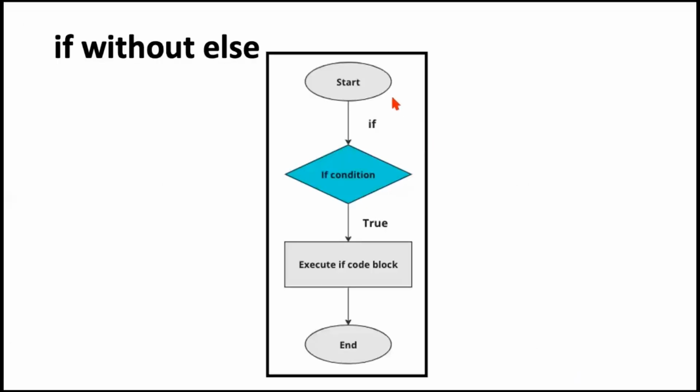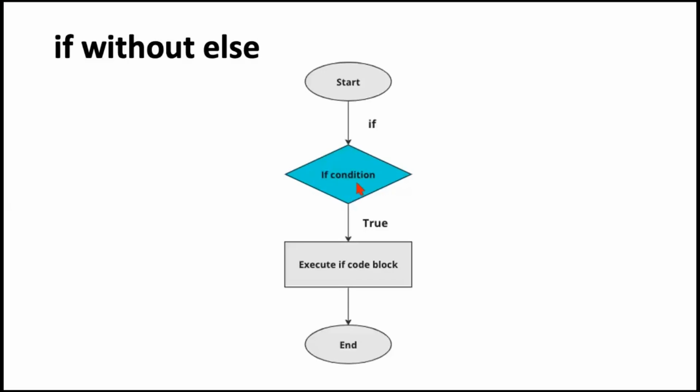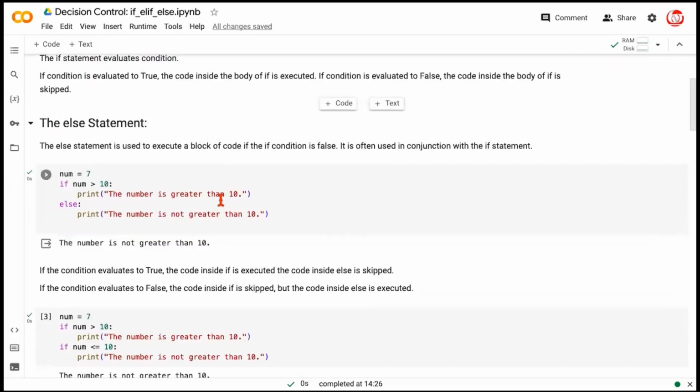Now let's understand what does it look like visually in terms of flow. So a single if is like this. We have an if condition and we check if the condition is true. Then we execute the block and it ends. Now let's introduce else as well.